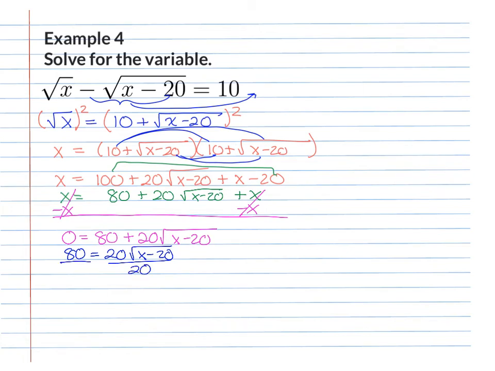Divide both sides by 20. Those reduce, and 20 into 80, that's 4, is equal to the square root of x minus 20. To get rid of the square root right here, again, I'm going to square both sides just like we did at the beginning. If I square the right side, I have to square the left side. So now that gives me 16 is equal to x minus 20. Add the 20 to both sides. And now you have 36 is equal to x, and that is your answer.